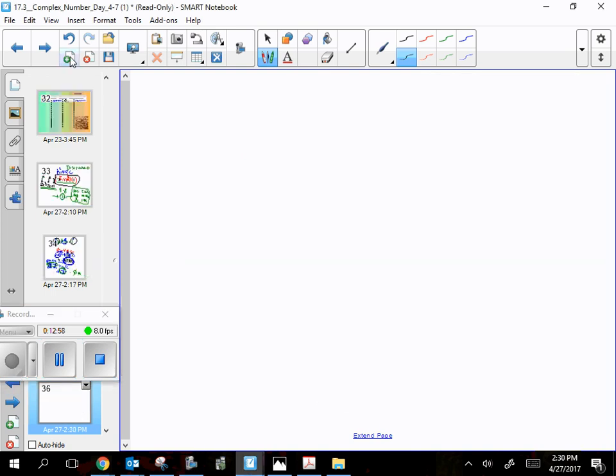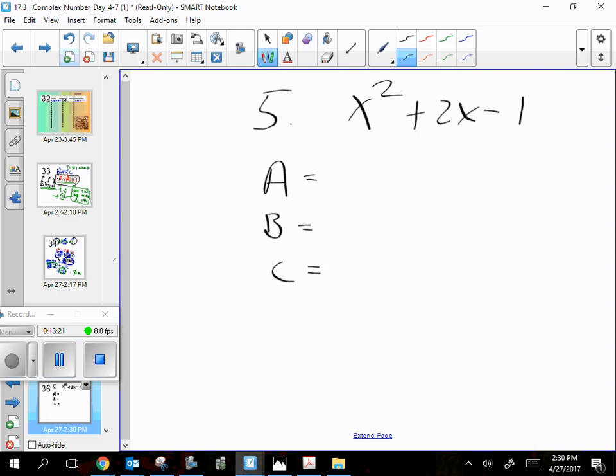All right, so let's do another one. Let's look at number 5. Usually, there's a few people that are confused after the first one, but usually after the second one, it's better. We're doing number 5, and it says x squared plus 2x minus 1. And the first thing it asks is A, B, and C. I think anybody could do this. I think anybody can too.